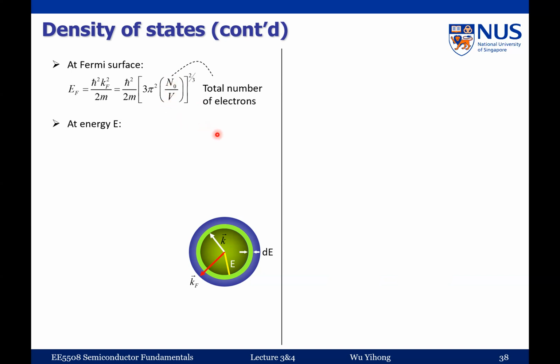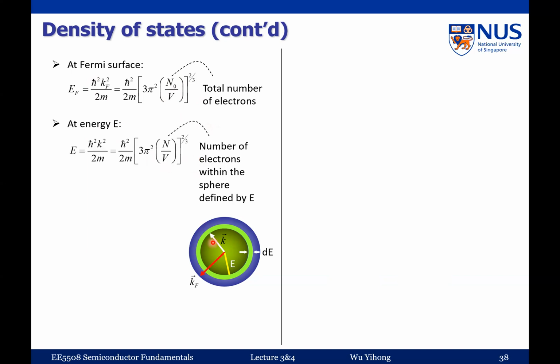Okay, and this is the Fermi surface. If we look at any energy between 0 and the Fermi energy, we just call it an arbitrary energy E. Within this energy E, it defines a smaller spherical surface, right? And within this spherical surface, the number of electrons we have is called N, which is different from the total number of electrons. So within this small green region, of course, the wave vector is now given by this one.